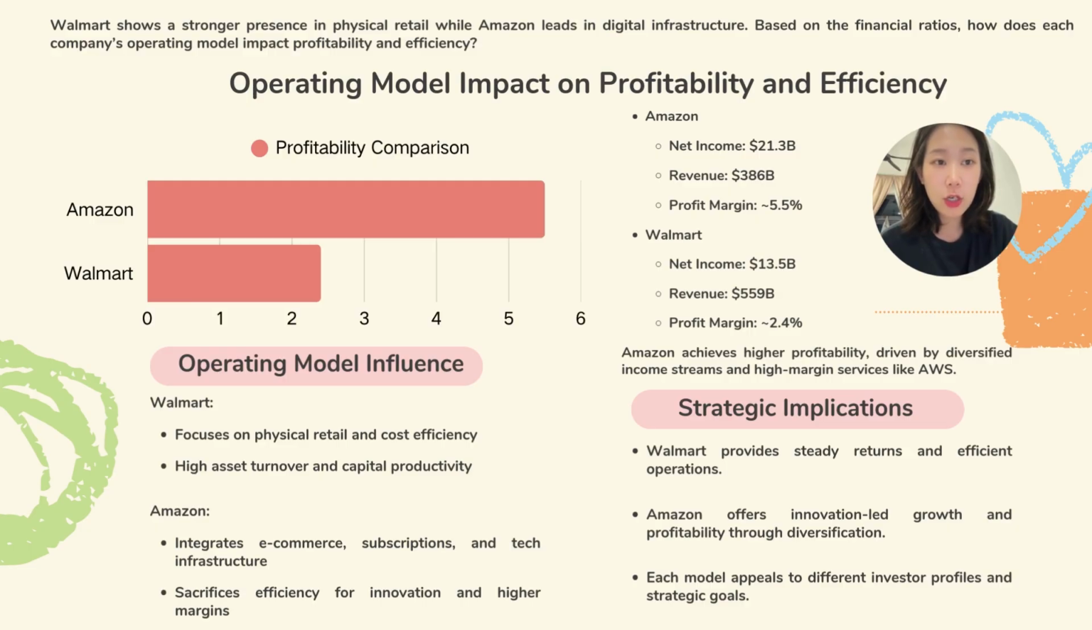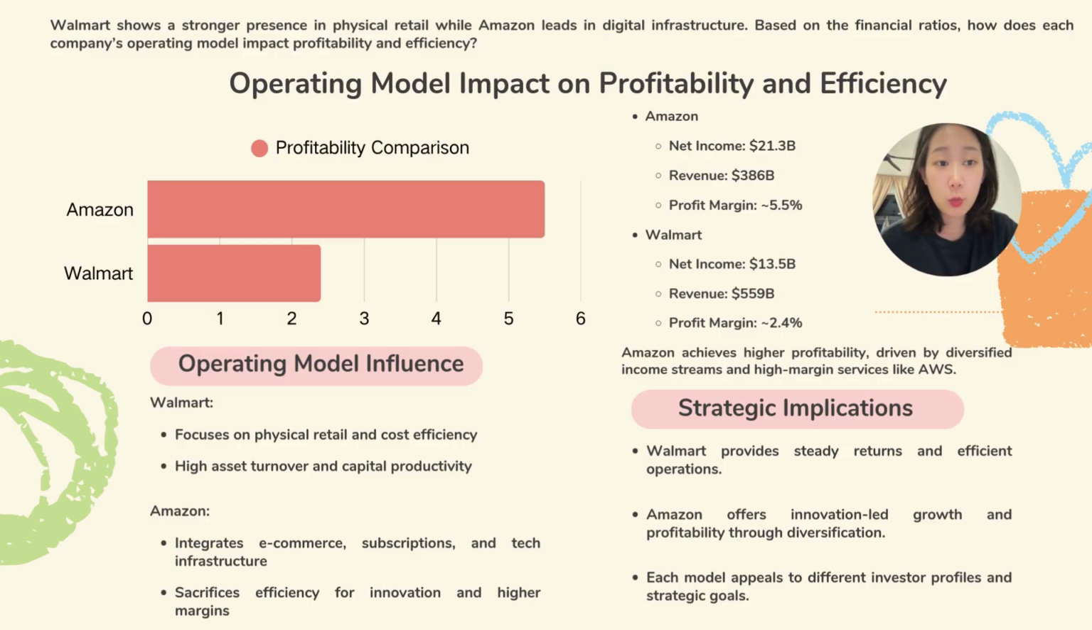Amazon, in contrast, reports a higher profit margin of 5.5%, despite lower asset turnover. This is largely thanks to AWS, Amazon's cloud service segment, which delivers high margin revenue. Amazon's model integrates e-commerce subscriptions and tech infrastructure, allowing it to diversify income streams and support innovation-led growth.